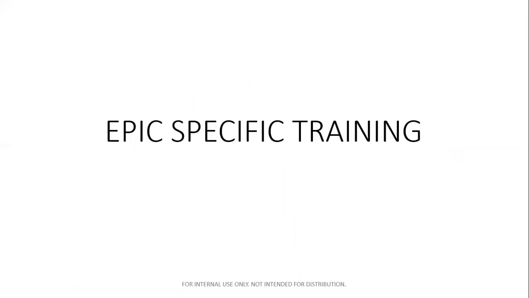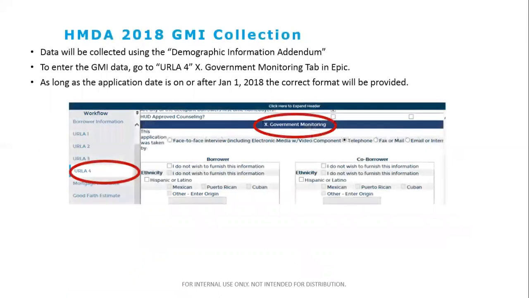All right, so those are the specifics of how we go about gathering the information. We're just going to briefly take a look at what this new government monitoring information section looks like, both in Epic and Destiny. First of all, in Epic, we'll start there. All we have to do is go to the URLA for Government Monitoring Information, which is the exact same place that we've always gone to gather the HMDA information. Except now the system will be updated, and as soon as it is January 1st, 2018, all of this information will be opened up for us to be able to manipulate.